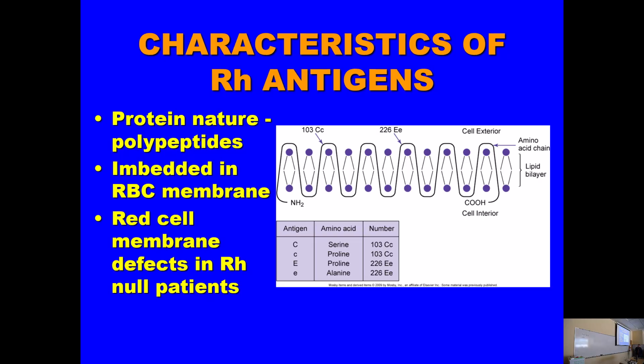They weave in and out of that cell membrane. If you have a patient with red cell membrane defects, something's wrong with your red cell membrane, you could end up with Rh null patients. They look like an Rh negative, but in reality, they have the gene to make this, and it doesn't make it because the red cell membrane is still messed up.